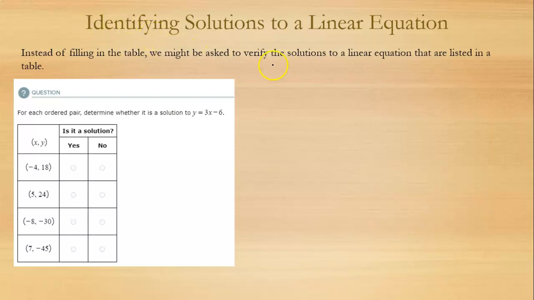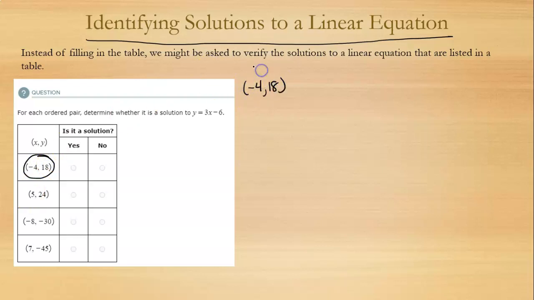Instead of filling in the table, we might be asked to verify solutions. So, new topic: identifying solutions to a linear equation. What we're doing is just checking. What they're giving you is an input and an output. They're telling you that -4 is your input, 18 is your output, and you want to see if that's correct for this equation. So we're going to substitute in.